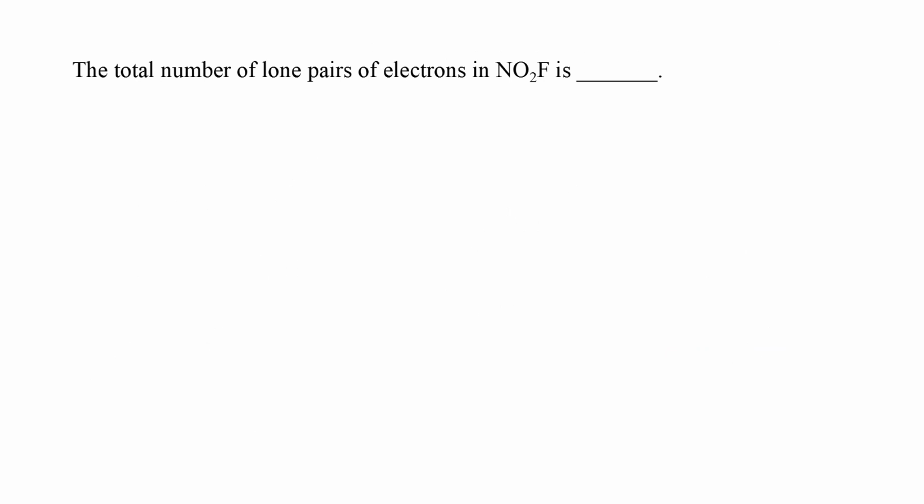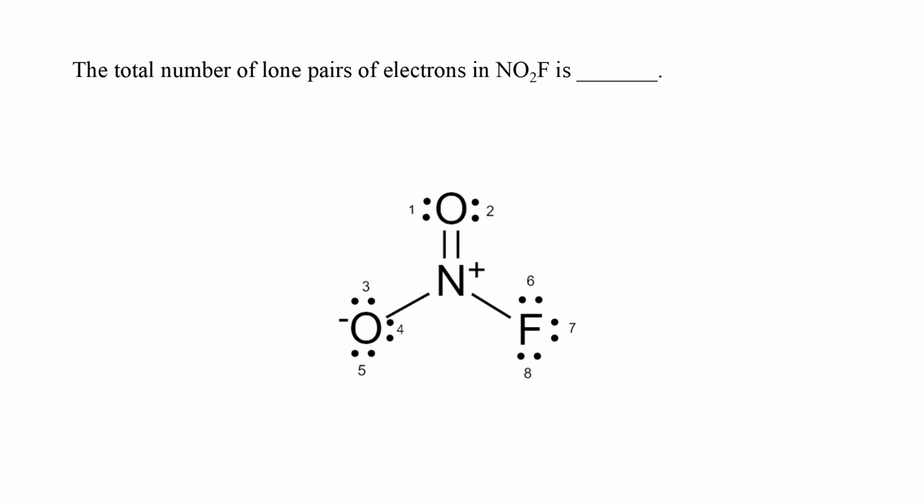The next question says, the number of lone pairs of electrons in NO2F is. So you can draw the electron dot structure of NO2F, and it will be like this. So you can count the number of lone pairs. It is 8 lone pairs of electrons. So the answer for this question is 8.